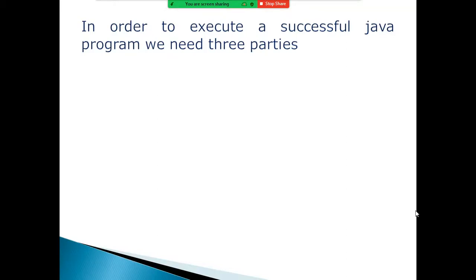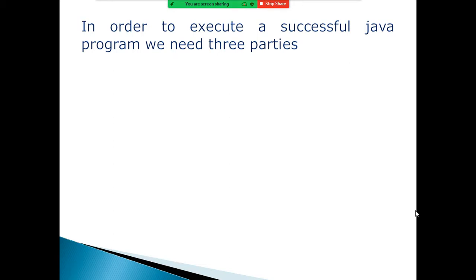What is the second party, sir? The second party is the Java compiler. The Java compiler is responsible to compile our code. The third party, of course, is the JVM. The JVM is responsible to execute our Java program. So three parties: first is the user, second is the compiler, third is the JVM. Three parties are involved to successfully execute a Java program.